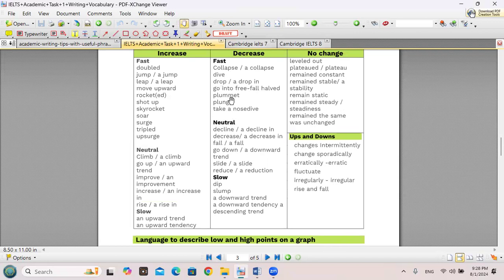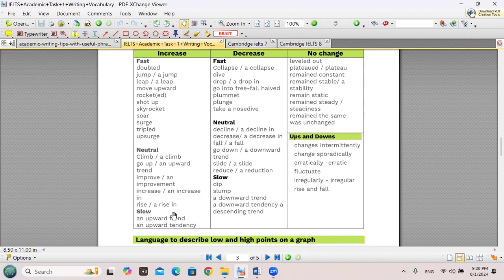Remember to memorize them in the past. Believe me, remember to memorize them in the past so as to avoid such mistakes in real exams. You see, here we have neutral. It's still increased, but it is not skyrocketing, it is not peaking. And we have here slow and upward trend, or upward tendency.